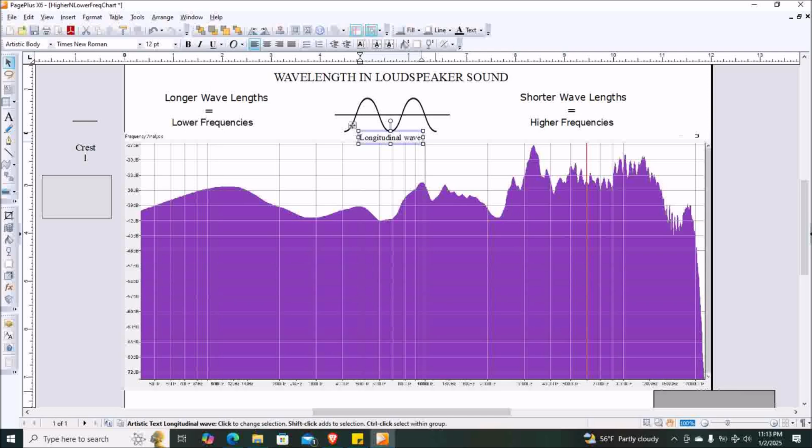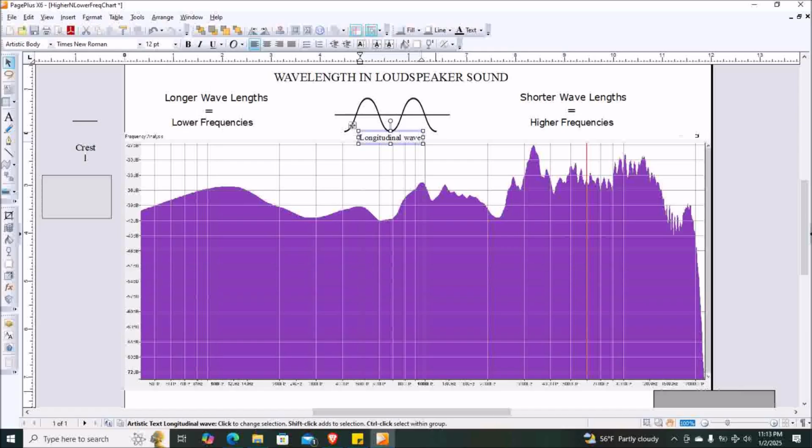I'll try to make this as short as possible because it could get very complicated when you start talking about wavelengths and the different types of wavelengths, especially in sound. So I'll try to sum this up as quickly as possible. What I really wanted to talk about was just the wavelength in general. It's the basic of it when it comes to sound.